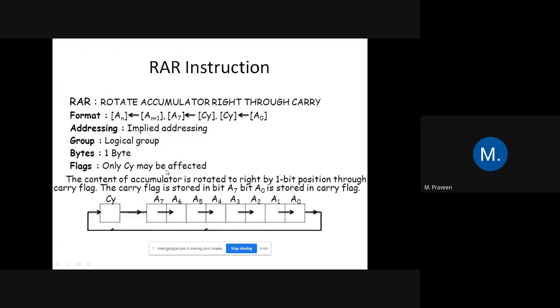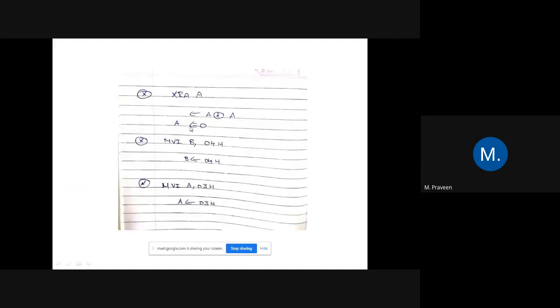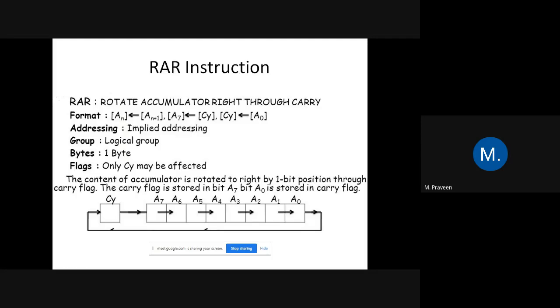So RAR is nothing but rotate accumulator right through carry. In the given instruction, the carry flag is not defined here. Just see the program here. The carry flag is not given. If it is not given, we have to assume the carry flag value is 0. So let's assume that the carry flag is 0.